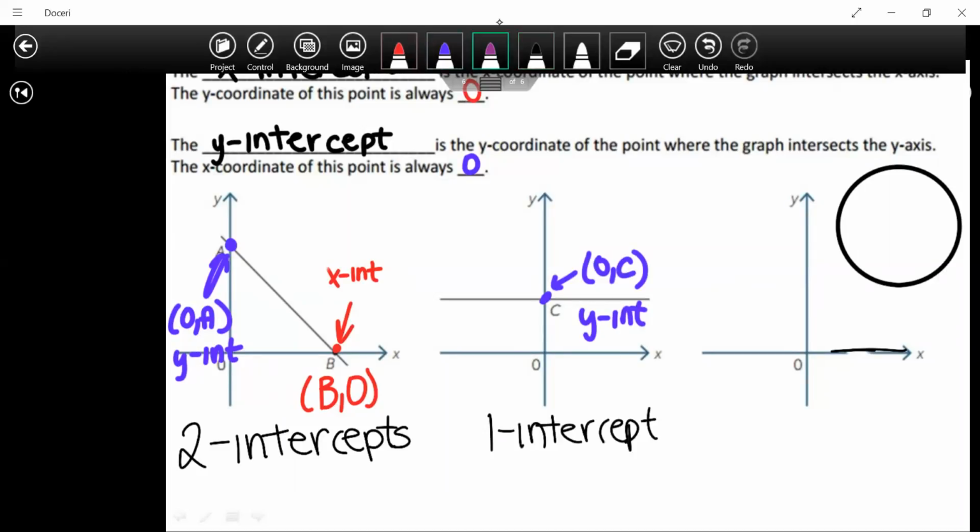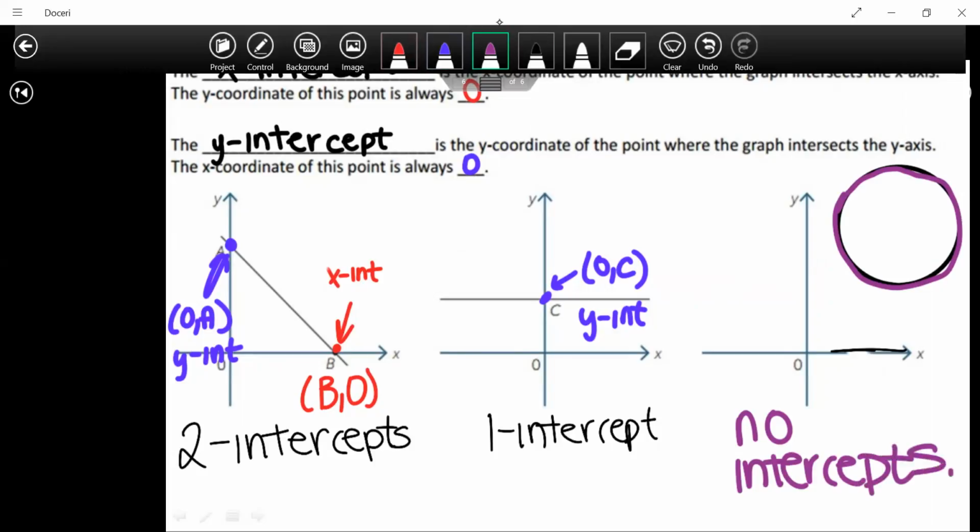And looking at our final one, does that circle cross any of those 2 lines? Because it crosses nowhere, it doesn't cross the x or y axis, we say it has no intercepts. If it crosses the x or y line, we are going to be able to find and determine those values. Those are the ones we want to look at and solve.